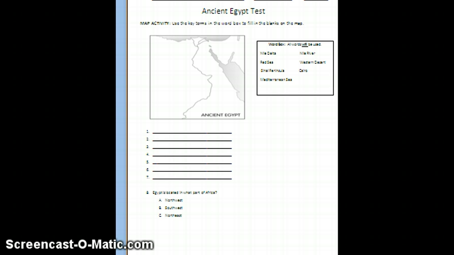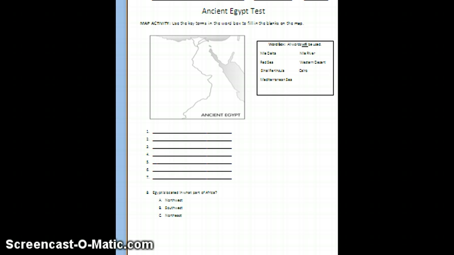18. Why did the Egyptians call the two regions Upper Egypt and Lower Egypt? A. They used the flow of the Nile River, which started in northern Egypt, Upper Egypt, and flowed south, Lower Egypt. B. They used the flow of the Nile River, which started in southern Egypt, Upper Egypt, and flowed north, Lower Egypt. C. They used the flow of the Nile River, which started in southern Egypt, Lower Egypt, and flowed north, Upper Egypt.